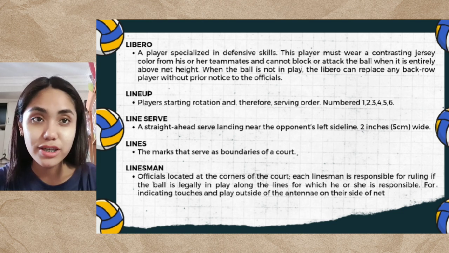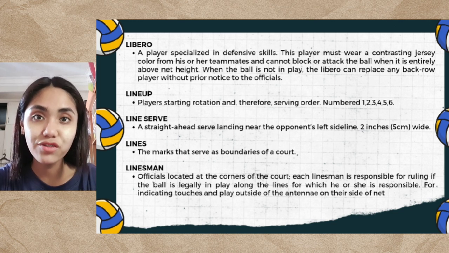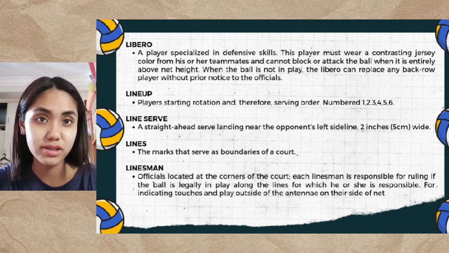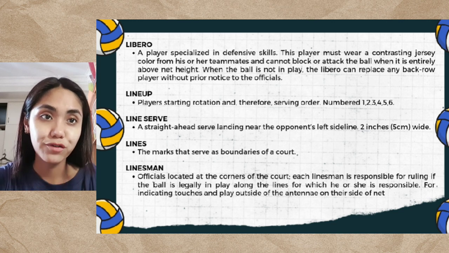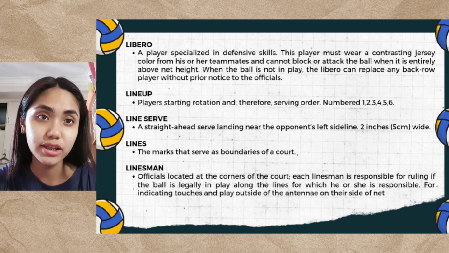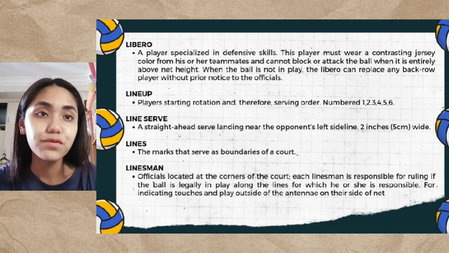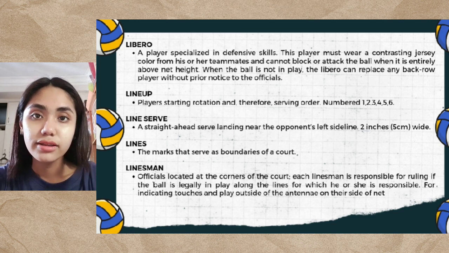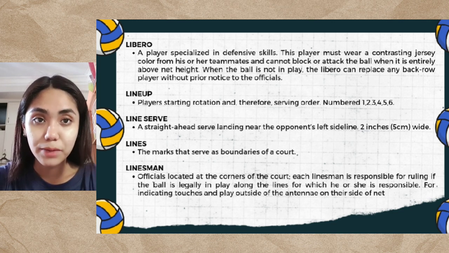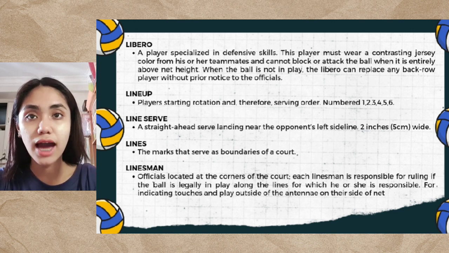So, this player's main job is to receive, pass, play defense, and step in as the backup setter. They are allowed to play for any or all of the 6 players on the court in the back row. Depending on the league, 1 or 2 liberos may be designated at the beginning of the match and used in any game. If 2 liberos play, then they may replace each other at any time but cannot play together at the same time.